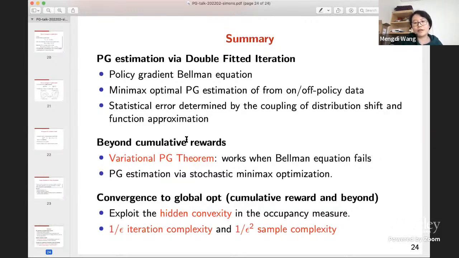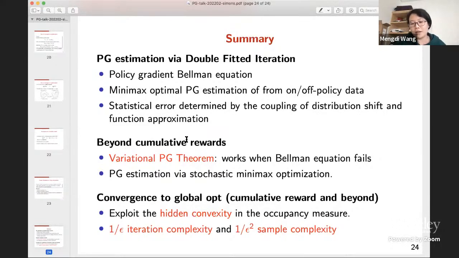And then if we consider solving policy optimization problems for objectives that are beyond cumulative rewards, although we no longer have value and Bellman equation, one can still estimate policy gradient by solving a stochastic saddle point problem with statistical guarantees.